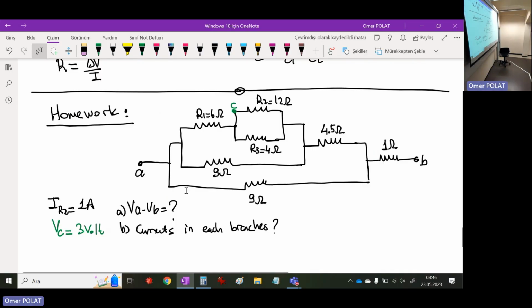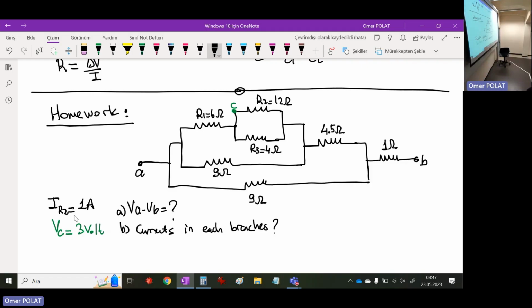Let's solve this homework first. Then today we will continue. The other topic is electric energy and power. So we concentrate on the energy of the system. Okay, let's solve the homework.